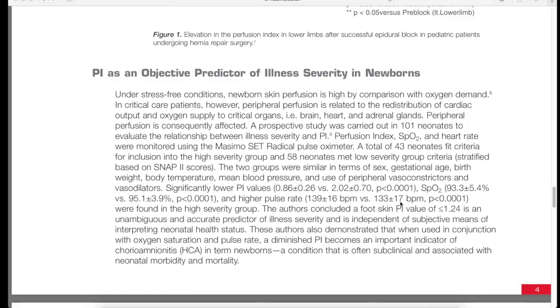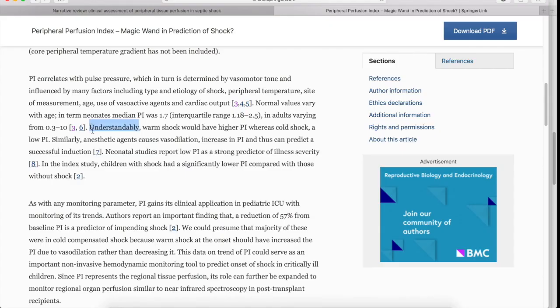Perfusion index can also be helpful when assessing illness severity in newborns. Researchers found that a foot skin PI value less than 1.24 is an unambiguous predictor of illness severity. Of course, in a vasodilatory state, the PI will be elevated, as in a warm shock state, for example, neurogenic. This may be a limitation, but could also aid in diagnosis.